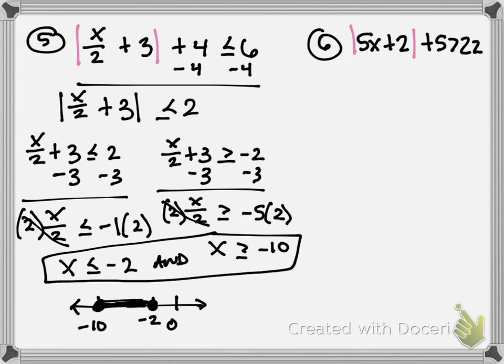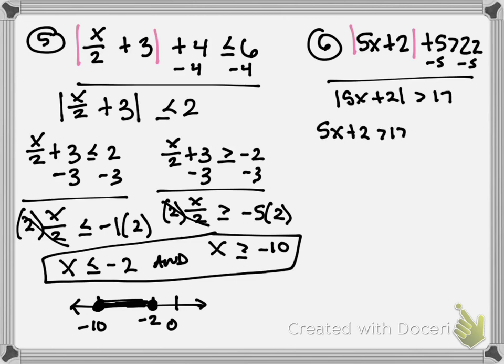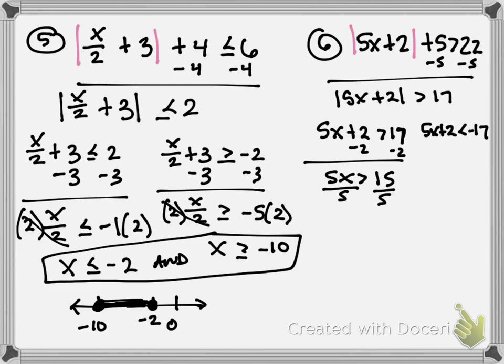All right, start by subtracting 5. Absolute value of 5x plus 2 is greater than 17. All right, so write down what you see. Write down what's inside the absolute value. Flip your sign, negative 17. So subtract 2. 5x is greater than 15. Divide by 5. So x is greater than 3.